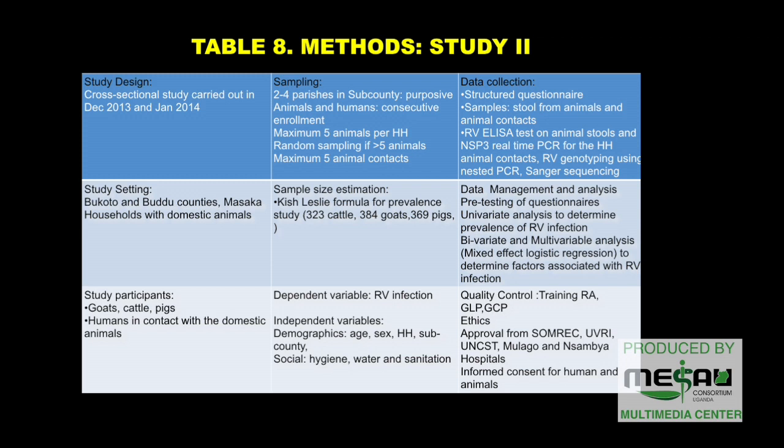But for the animals, to understand the risk factors that we found at bivariate level, all the factors which had a p-value of 0.2 or less, or were biologically plausible, we included in our multivariable analysis, where we used mixed effect logistic regression, and we considered clustering at household and sub-county level. This study was also approved by various ethical committees.